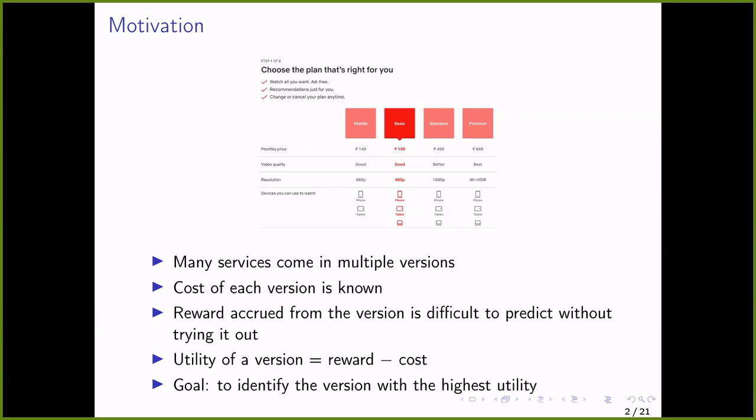We define the utility of each version as the difference between the reward accrued by the customer and the cost of the version. Identifying the version which provides the right balance between the two is an important problem. This motivates the learning problem of identifying the best version of the service efficiently. We map this problem to the widely studied best arm identification problem with some additional structure.